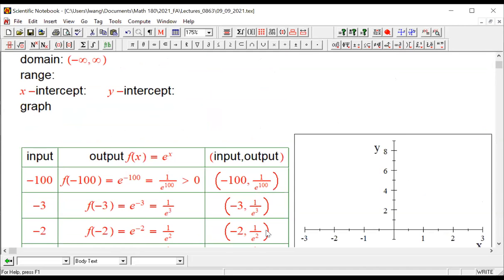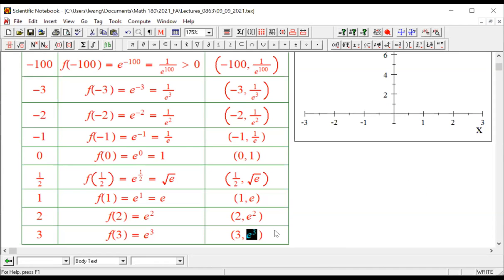For example, I'm going to start with 3: input 3, output e to the power 3. The second one is 2, e squared. Actually, I think this one will be much easier, isn't it? All right, so let's do it. Oh, by the way, maybe 1, e is even easier, isn't it? So what you do is you basically look at these points. Which one is the easiest to plot? Tell me, which one is the easiest to plot?